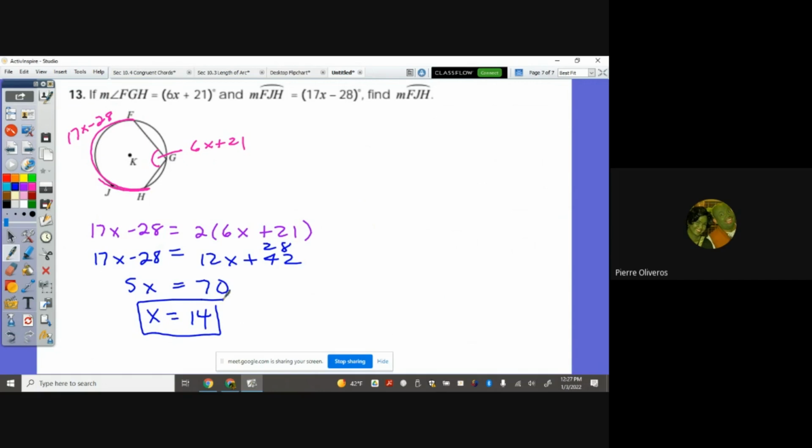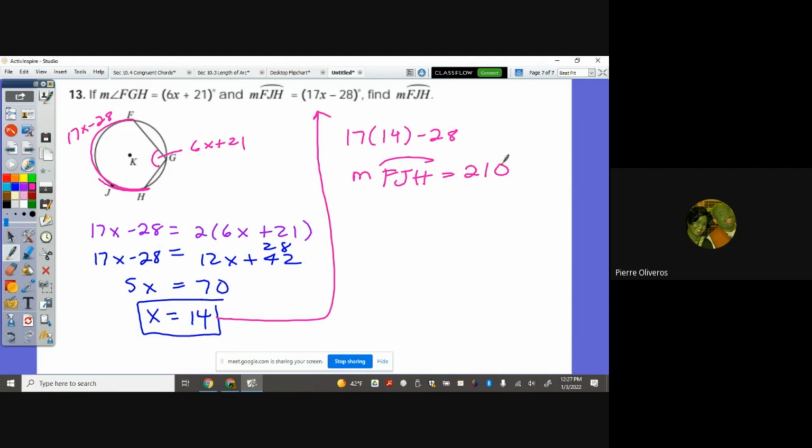But the question here is, find the measurement of FJH. So I'm going to plug in the 14 right there. 17 times 14 minus 28. So the measurement of arc FJH is 210 degrees.